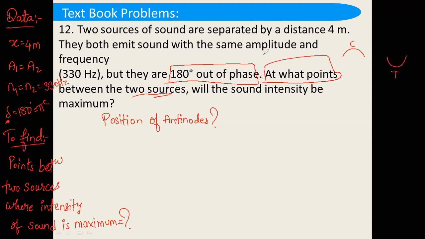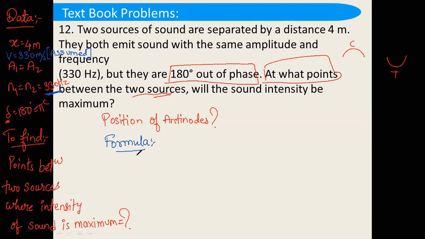Yeah, very good. So one piece of information is missing over here. Without that information, you cannot solve this numerical. That is the velocity of sound. If the frequency is 330, we can say that the velocity of sound is 330 meters per second. But this is not given in the question, so we assume it. Without velocity, you cannot solve this numerical.